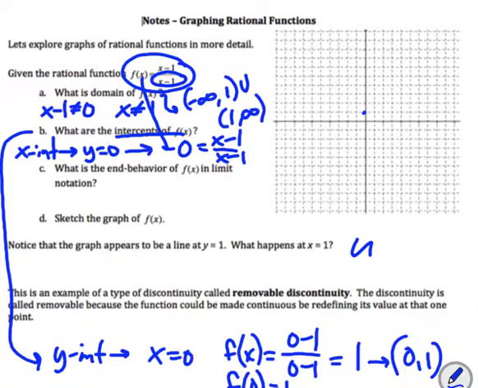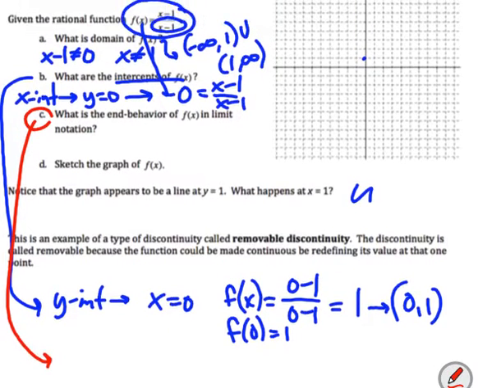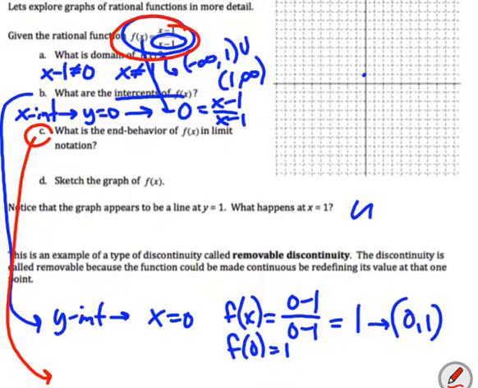Okay. What is the end behavior in limit notation? So again, I might jump down towards the bottom here to give myself a little more space for this one. So end behavior notation, so remember our function here that we're looking at is x minus 1 over x minus 1. The degrees of the top and the bottom are the same. So this gets back into some of the stuff that we did earlier. Both are first degree functions.